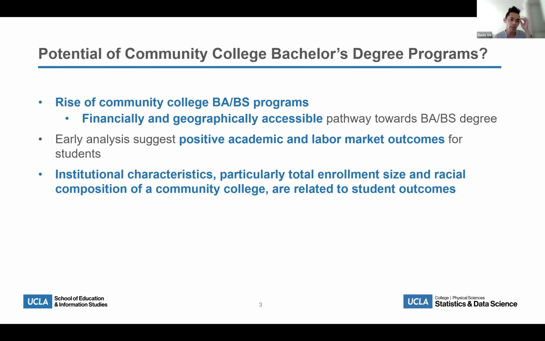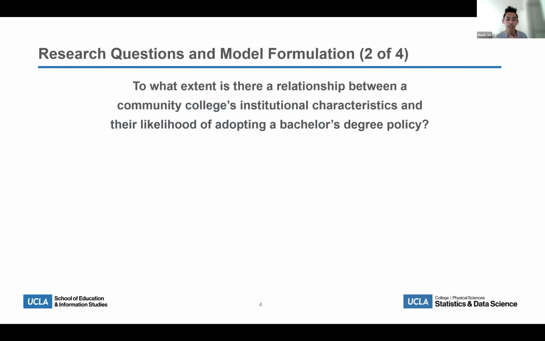Prior research has highlighted that a community college's institutional characteristics, particularly their enrollment size or the racial composition of their college, are related to student outcomes. So one of the things I was curious about is, are there types of community colleges that are more likely to adopt this policy to offer bachelor's degree programs, and really thinking about policy implications for educational access and equity, particularly if these programs are meant to be innovative and the outcomes are good.